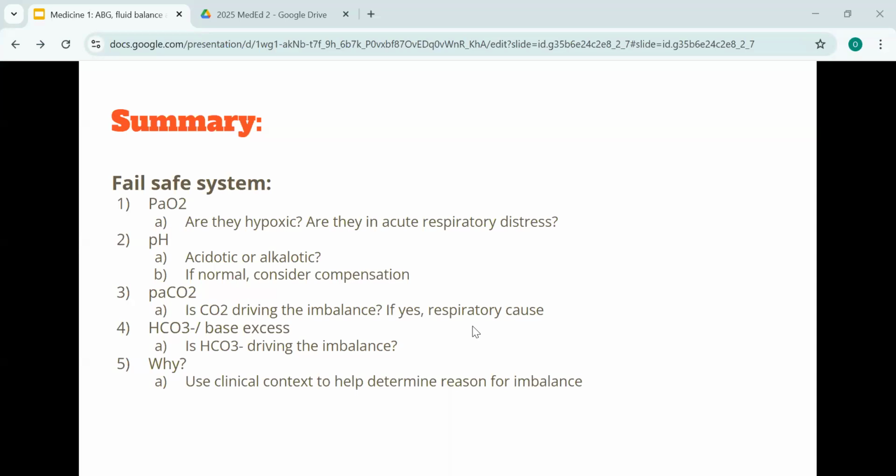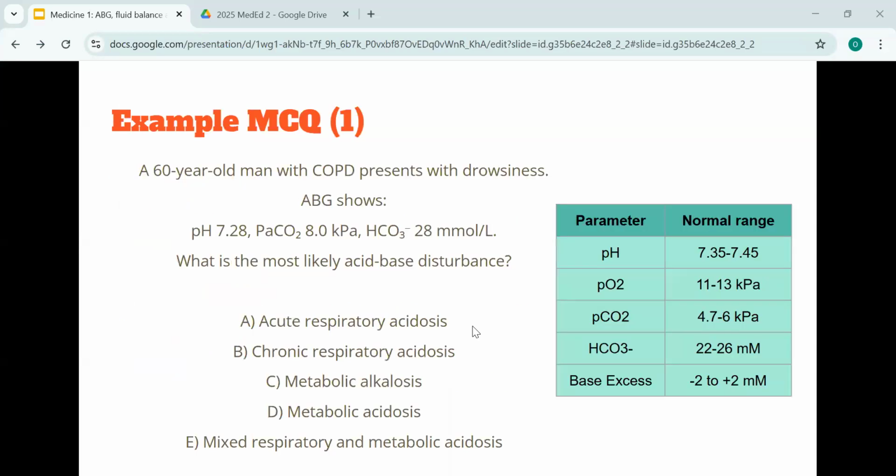We've got 2 MCQs that we're going to go through now, and then we'll have a quick short break. So, example MCQ number 1. You've got a 60-year-old man with COPD presenting to the emergency department with drowsiness. His blood gas is shown there, and what you just need to do is work out the most likely cause of the acid-base disturbance. I'll give you 30 seconds, have a think.